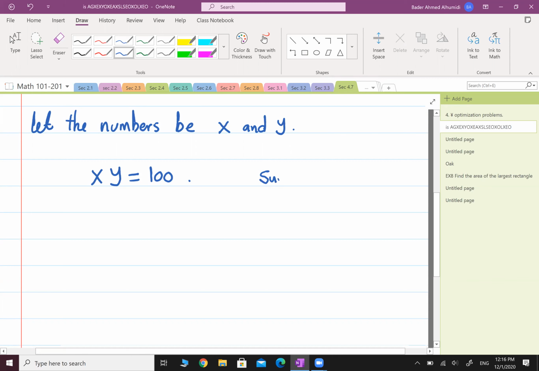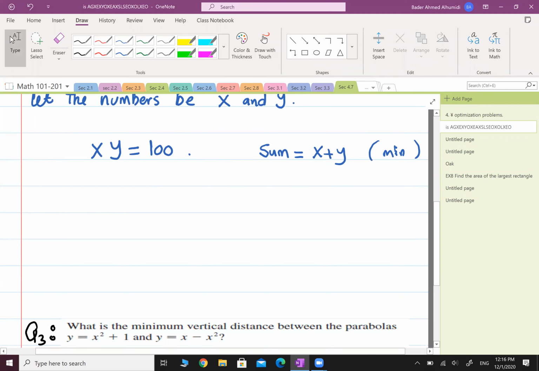What is the sum? The sum is given to be x plus y. We need to minimize this. We need this one to be minimum. We need to find x and y such that this will be minimum. Okay, we need to minimize the sum.